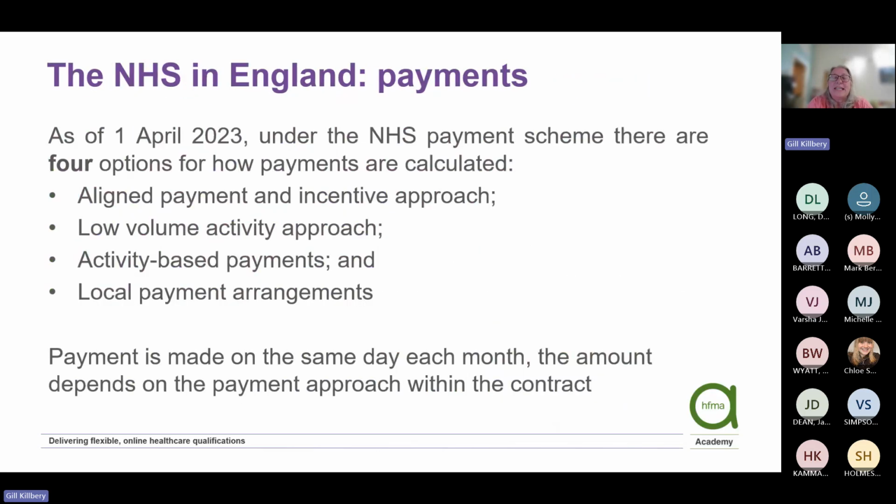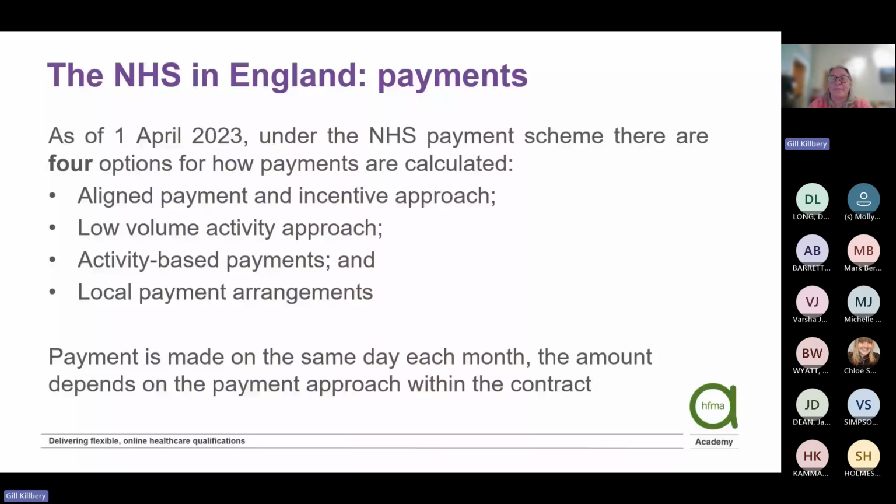So commissioners make payments against the NHS standard contract on the same day every month. This gives certainty to the provider, knowing that they'll receive payment, when they'll get it, and it reduces transactional costs as only one payment is processed by each ICB for a provider. What that payment comprises of depends on the approach taken for the contract.